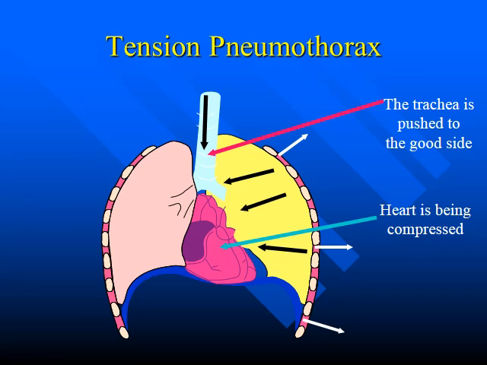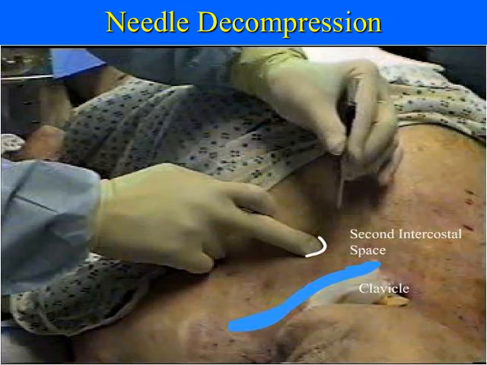I told you that the great vessels and the heart would be pushed over, and this is just a picture of that, where it's showing that the trachea is pushed over to the good side, the lung that isn't collapsed, and that the heart's being compressed. Alright, so what are we going to do if this occurs? What are we going to do to get that air out of that space that it just keeps building up in? Well, we're going to do a needle decompression.